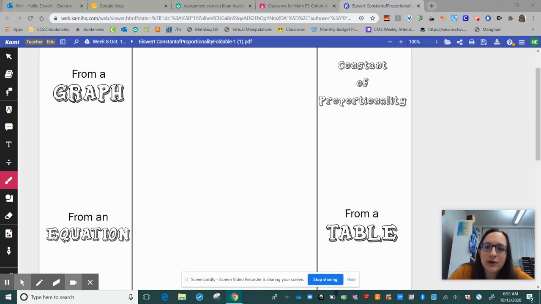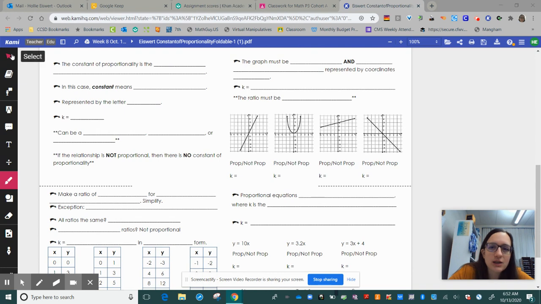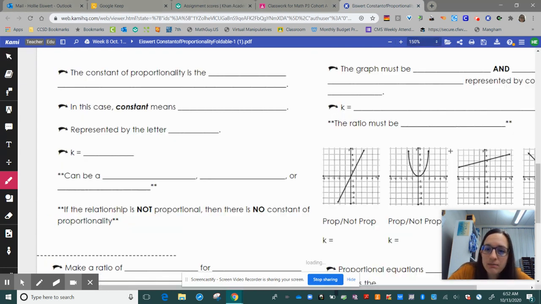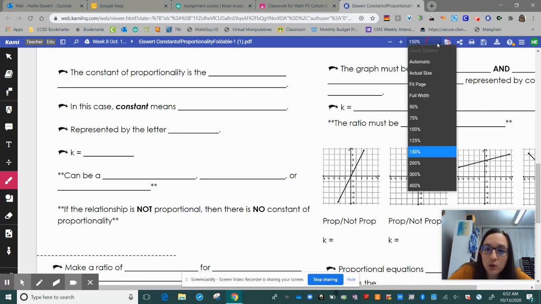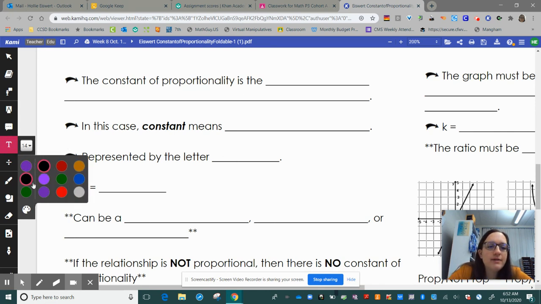So if we scroll down, we're going to start with the constant of proportionality, which would be up here in the top left-hand corner. And feel free today to use the text box tool, or you can draw the words, up to you. I think the text box tool will help for all the fill in the blanks. All right, and I'm feeling purpley.